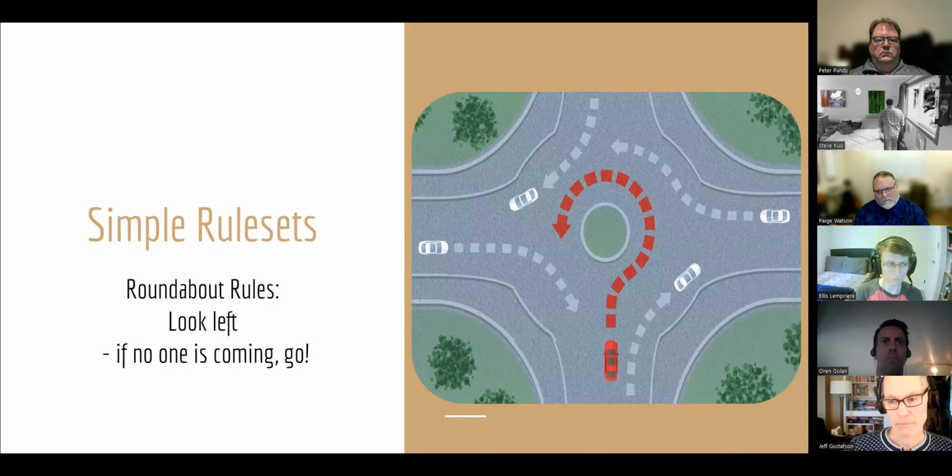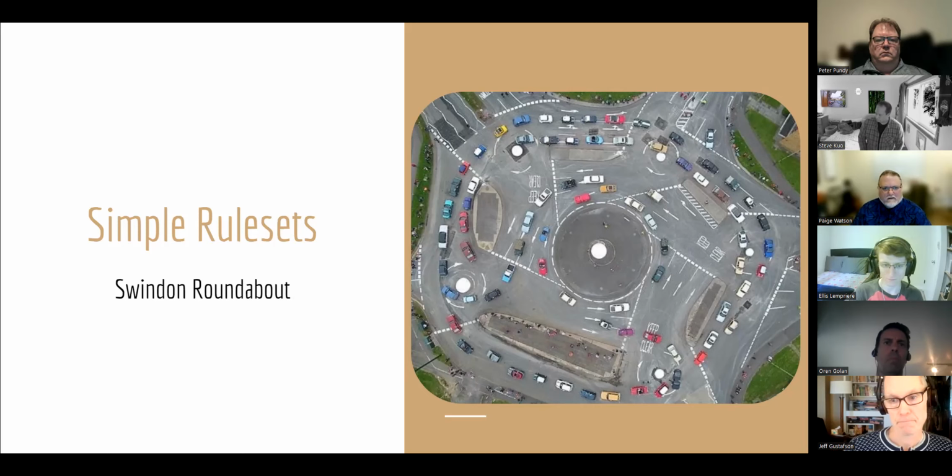This simple rule set also works when we get into a much larger aspect of this same complex system. This is Swindon in the UK. This is a fabulous roundabout. It's still got that simple rule set. It's the UK, so that's changed the rules. It's look right, and then if nobody's coming, then go.